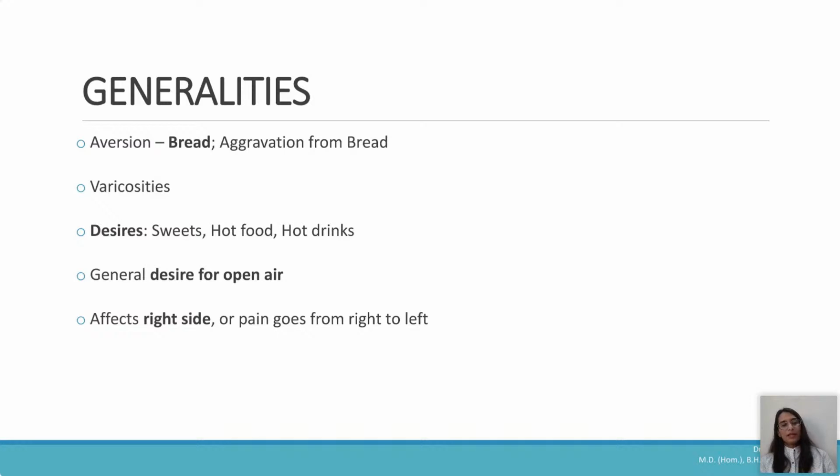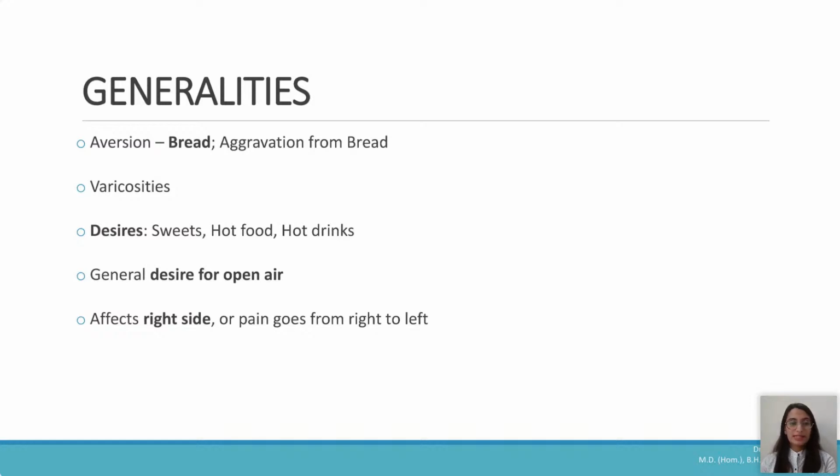Yes. Now, next, coming to varicosities. Lycopodium also has a seat of action on the portal system. Varicosities are a very important symptom in Lycopodium, and these varicosities are found in the lower limb. They are present on the genitals. And these varicosities basically lead to a lot of pain again in the lower limb.